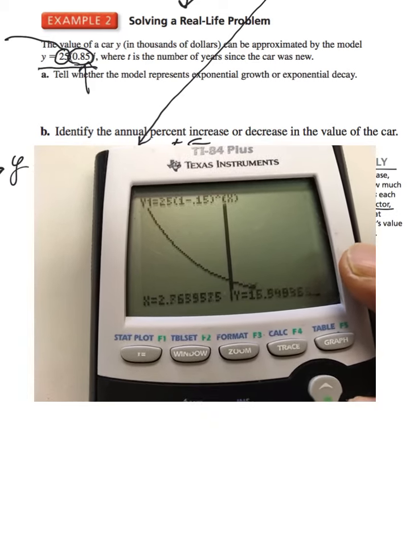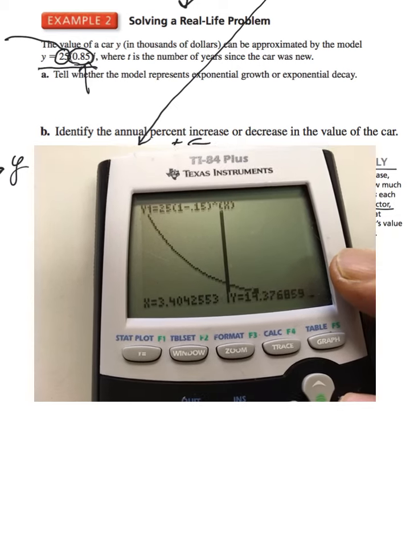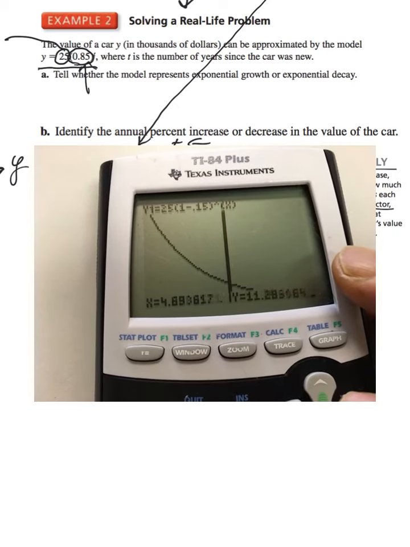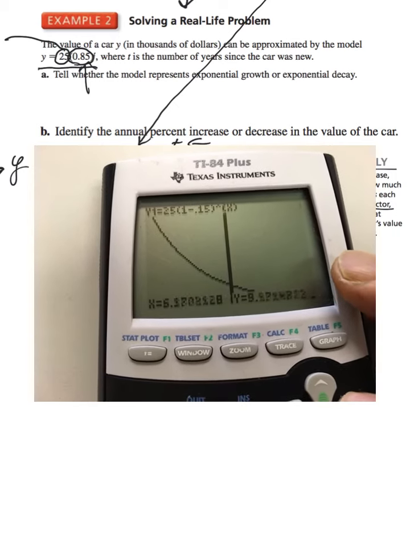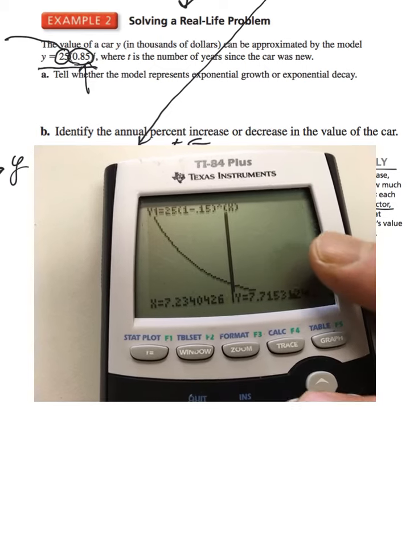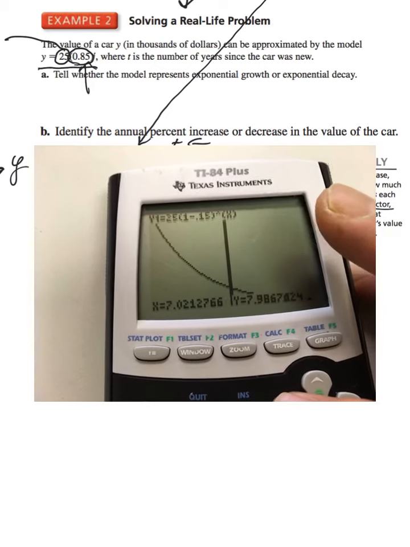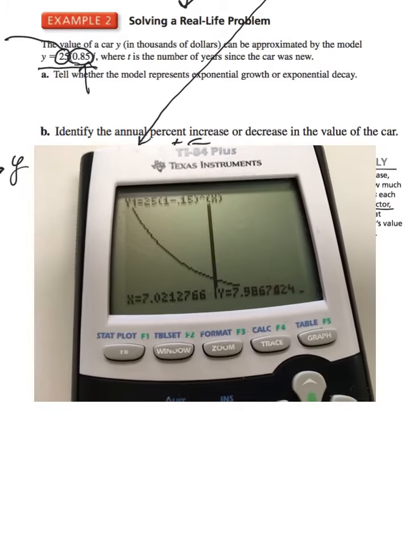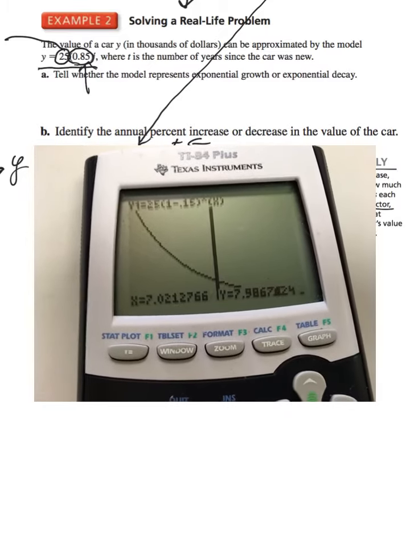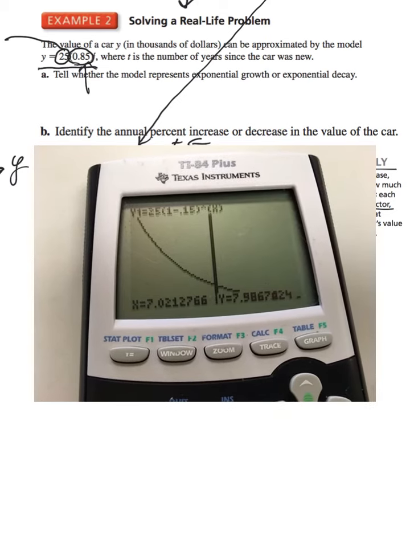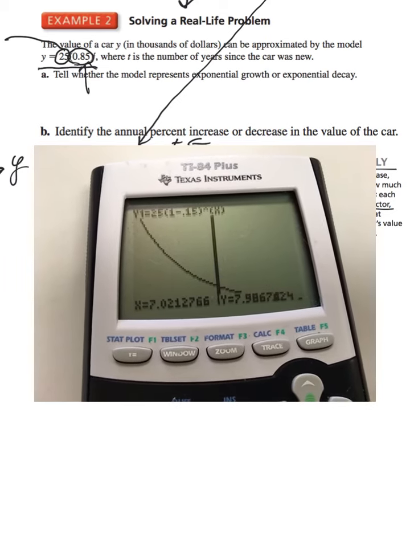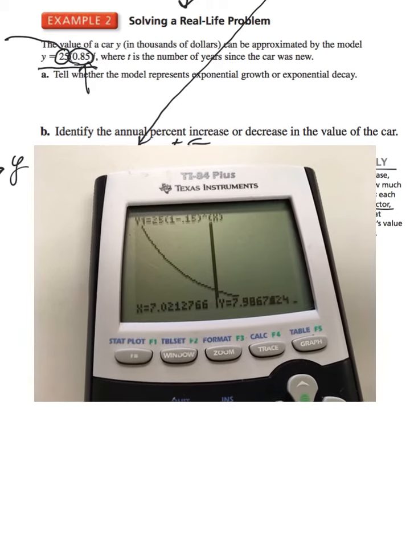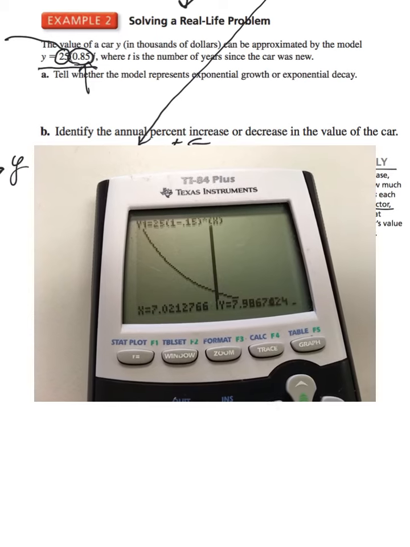I'm looking for when the value of the car is going to be 8,000. So right now the y is at 10, 9, 8. Oop, went a little bit too far. And right there, that's pretty close to 8. So the y value 7.9 is approximately 8, which represents $8,000. And when is that going to happen? Well, look at the x value. The x value is the time, and that's going to be 7 years.